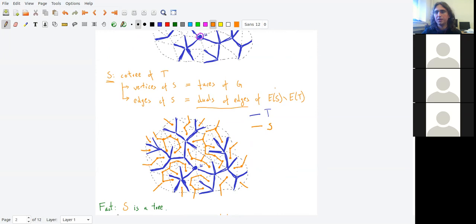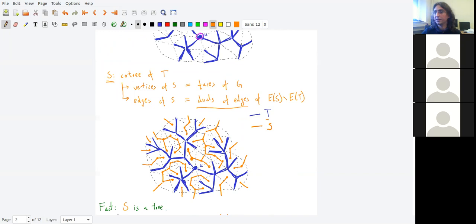So what does it mean? Whenever I have two faces of the graph that are incident, that neighbor through an edge that is not in the tree T, then I connect them by an edge in the co-tree S. So this looks like that in the picture.